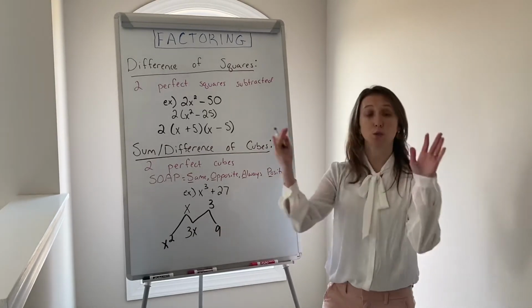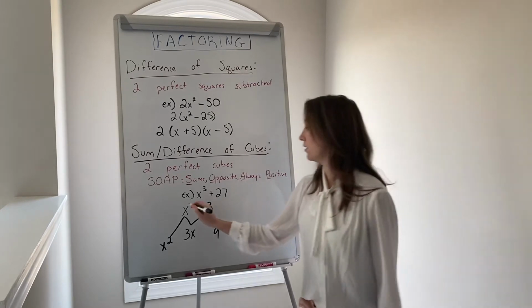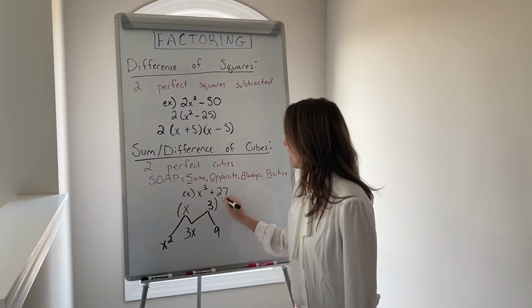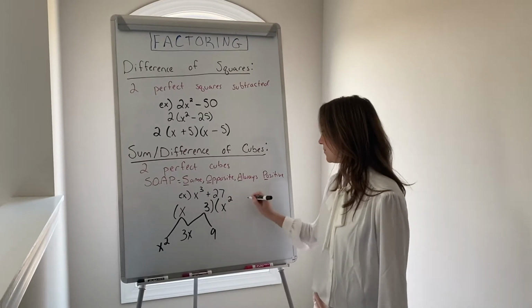So you're going to have 2 sets of parentheses. So the first set is going to be what we had on top here, so I'm just going to write up here, x plus 3. And the second set is what we have on bottom, and I'm specifically leaving spaces.